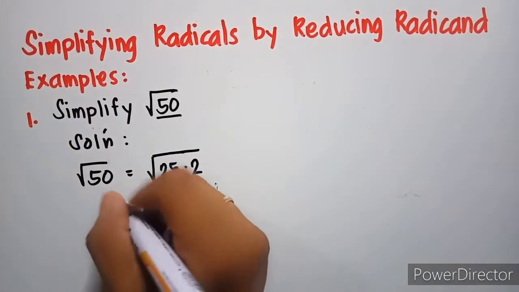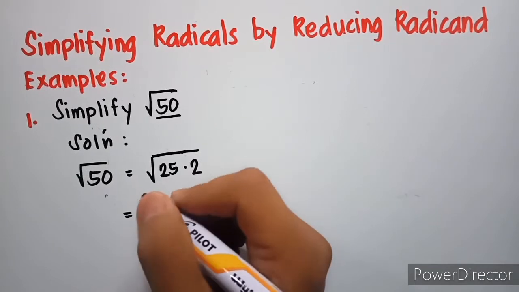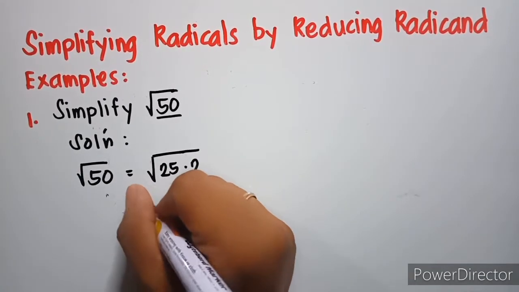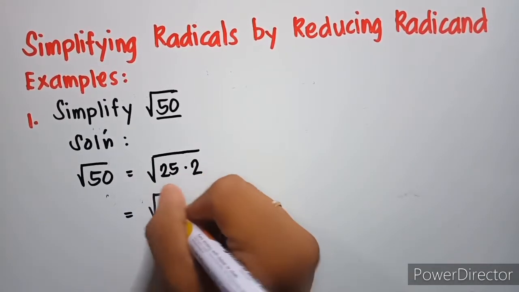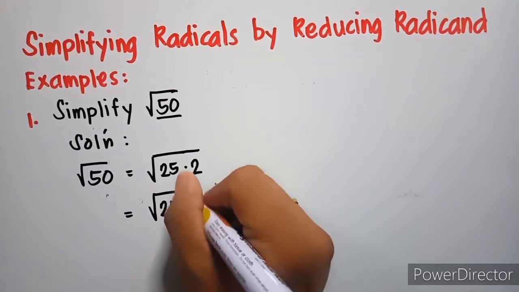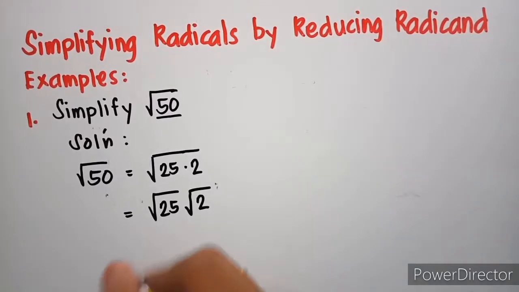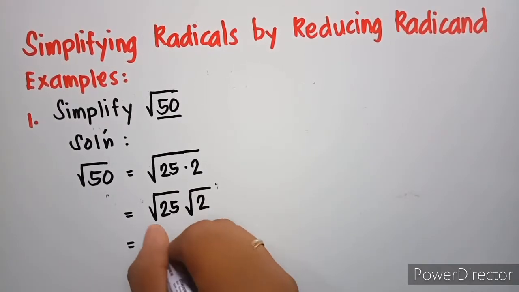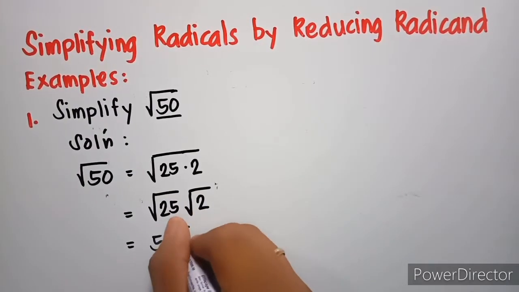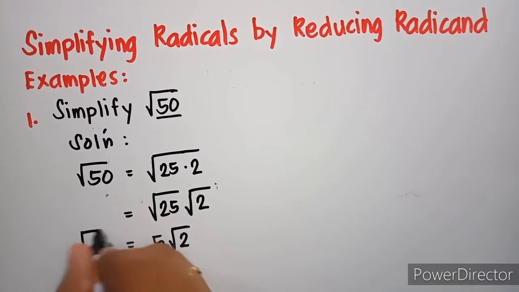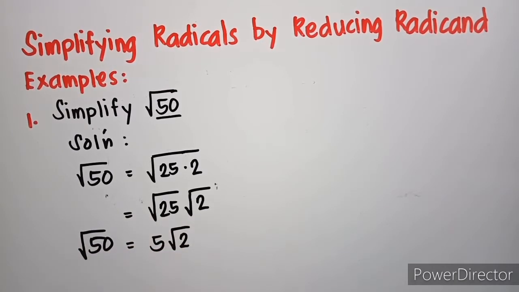Then, by our laws for radicals, we can have square root of 25 times square root of 2. And square root of 25, as we all know, is 5, so 5 square root of 2. Therefore, square root of 50 is equal to 5 square root of 2.